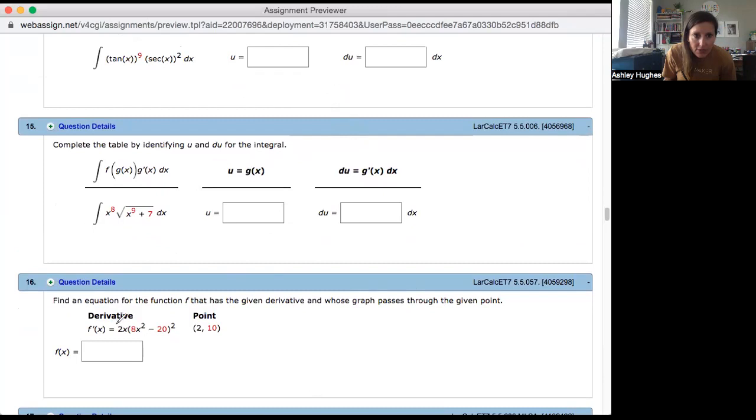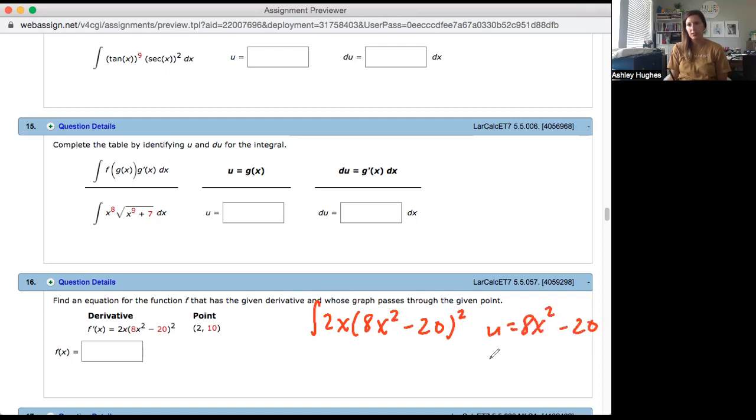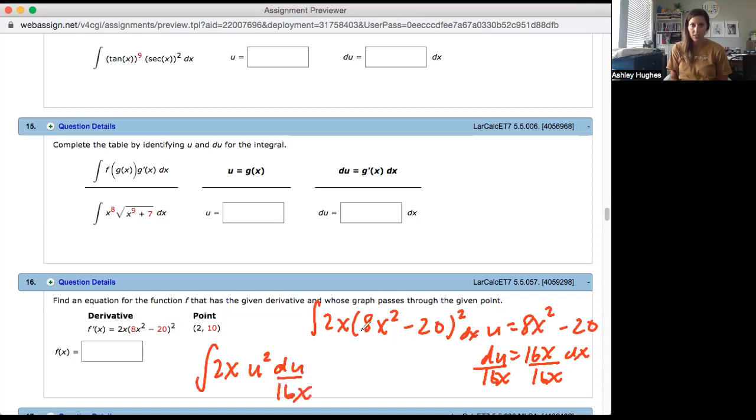So we need to take the antiderivative of this, because we're trying to find f and they started with f prime. Okay, if I take the antiderivative of this, my u is 8x squared minus 20. My du would be 16x. So if I rewrite this, I would have 2x u squared, and then instead of dx, I'm going to write du over 16x. You're essentially dividing this by the derivative of this to figure out what goes in front. So you get a 1/8 because 2 over 16 simplifies to 1/8.